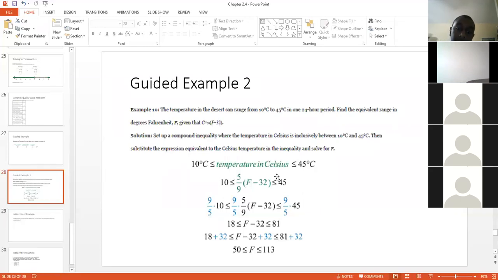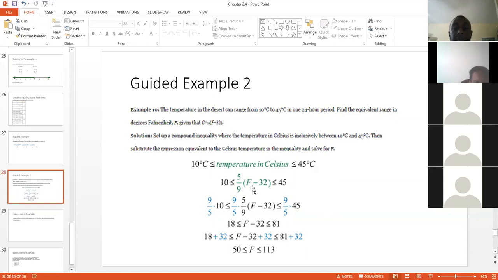So our unknown goes in the middle, and 10 and 45, that's what the numbers can range from. The number can be greater than 10 and less than 45, or equal to that. So the temperature in Celsius, we said that temperature in Celsius is equal to 5 over 9 times F minus 32 in parentheses. This is how you can convert it to Fahrenheit. Whatever the temperature in Celsius is, you can use this to convert it to Fahrenheit. But we want to solve this for F.